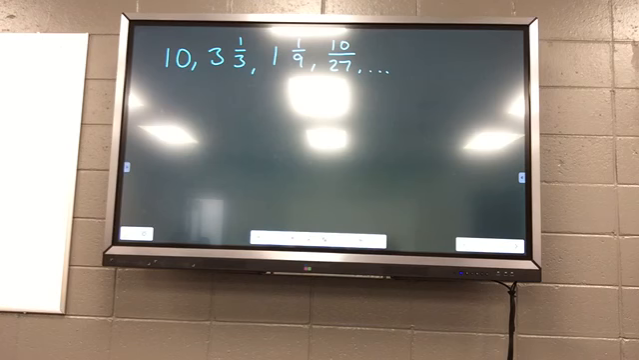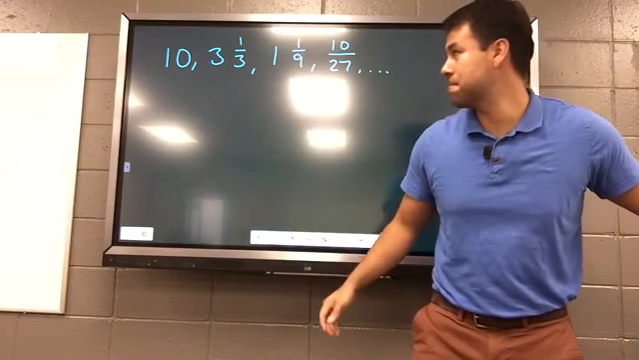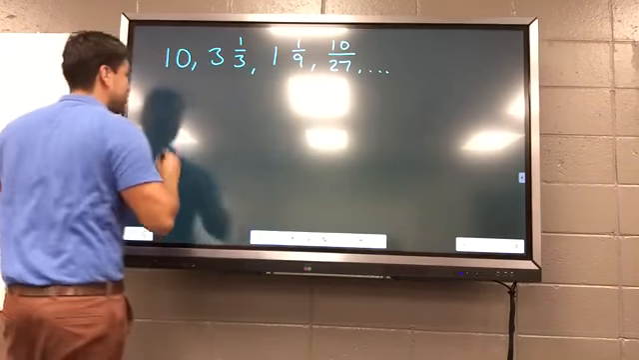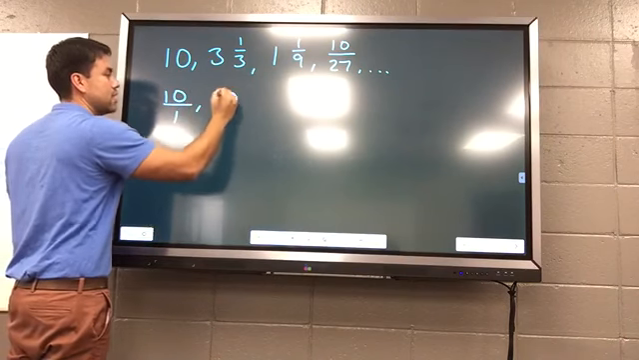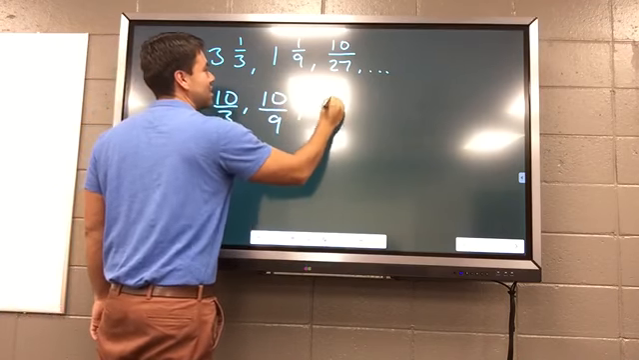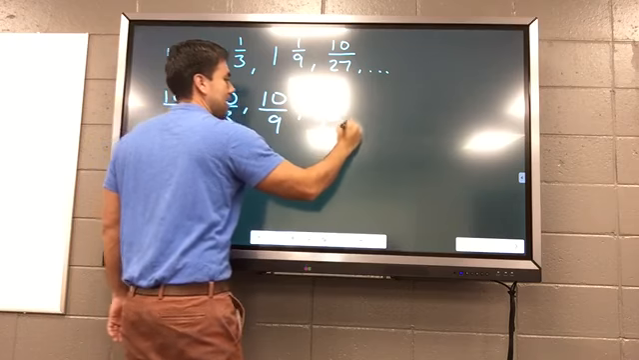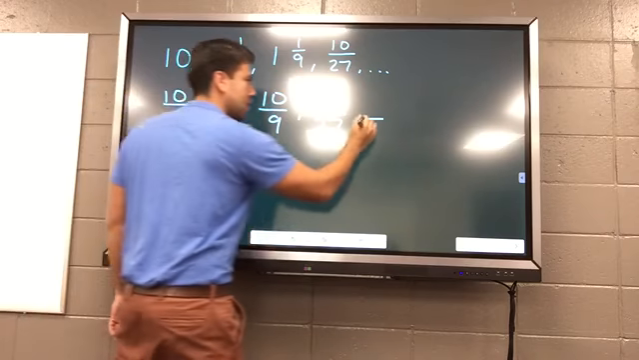Because this looks weird. Yeah, make them improper. You can do that to fractions. You keep them the same. So I'm going to do this: 10 over 1, 10 over 3, 10 over 9, 10 over 27, and if it's geometric, I want the next term.